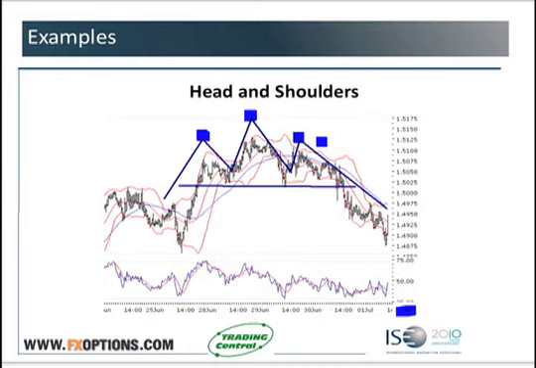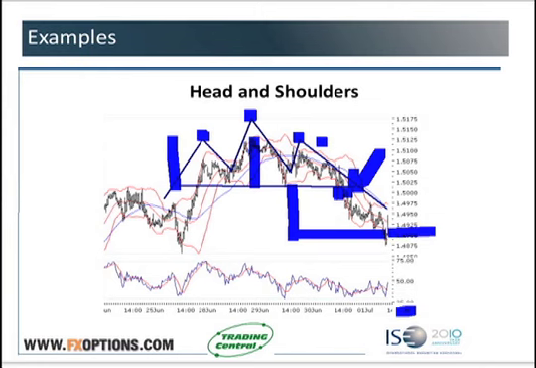But you can see that once you have broken down the support, the support becomes a resistance, and you can sell again at the first pullback on this new resistance to enter a short position with an objective which is at the same size as the previous head. As you can see, this is the size of the head. You can retrace it on the downside to find your target.